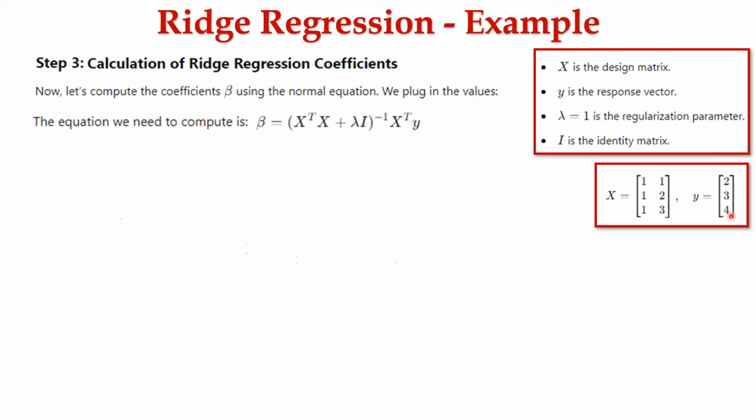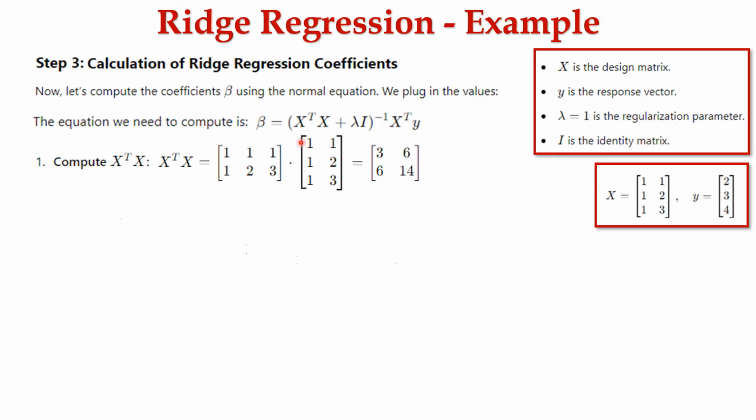Now, if we substitute the values for computing X transpose X, X transpose is nothing but transposing the X value. The X value we know is 1, 1, 1, 2, 1, 3. If we transpose this, we'll get 1, 1, 1, 1, 2, 3. And we are multiplying this with the X value, that is 1, 1, 1, 2, and 1, 3. We'll get the value as 3, 6, and 6, 14 for the term X transpose X.